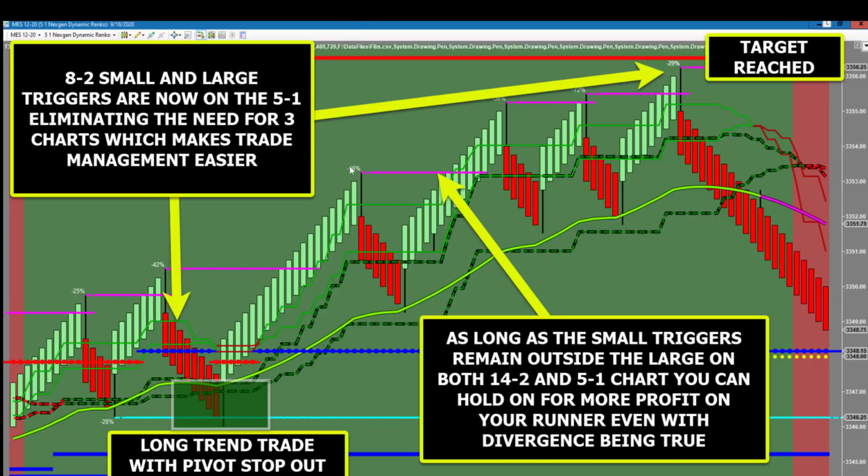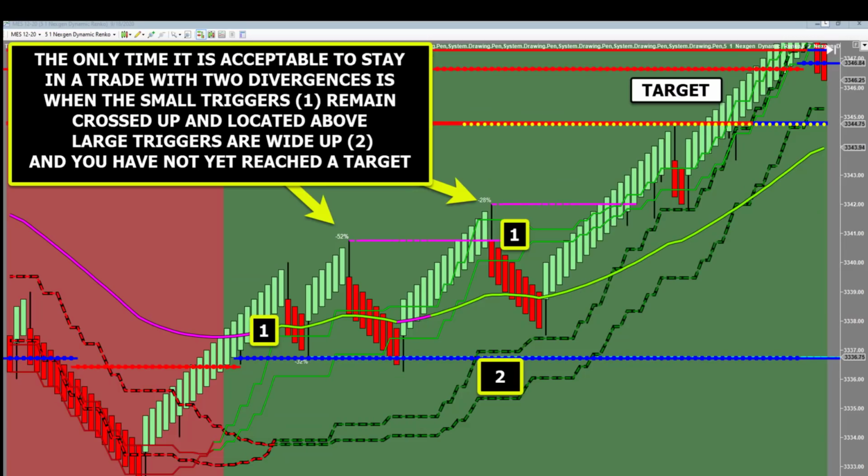And again, a lot of you are going to say, well, what about divergences? Because divergences have a tendency to scare new traders, these little negative numbers. So here's a simple rule for you. It's acceptable to stay in a trade if both triggers, large and small, remain crossed up and the small triggers are physically above the large triggers.